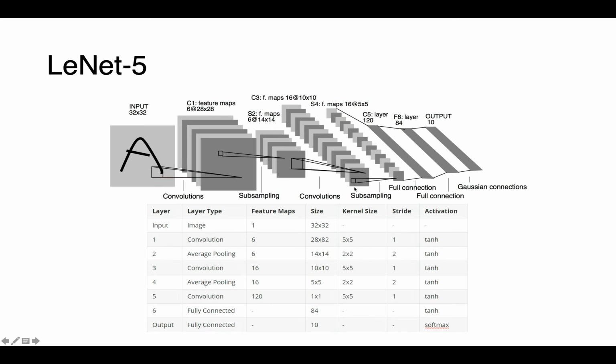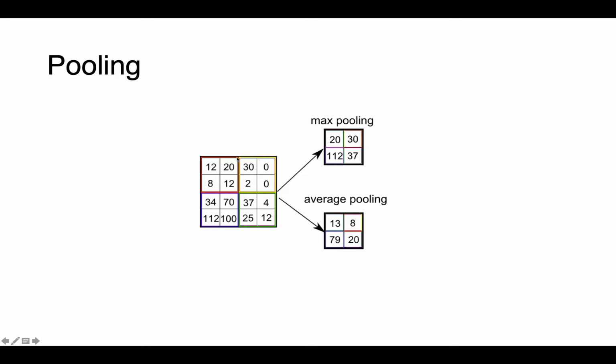This is different from the previous one. This is LeNet-5. This is the same as the previous LeNet, but here I want to introduce the average pooling that has been used for a long time since LeNet was developed. Pooling is a way to reduce the dimension. So here you have a 4 by 4 matrix.